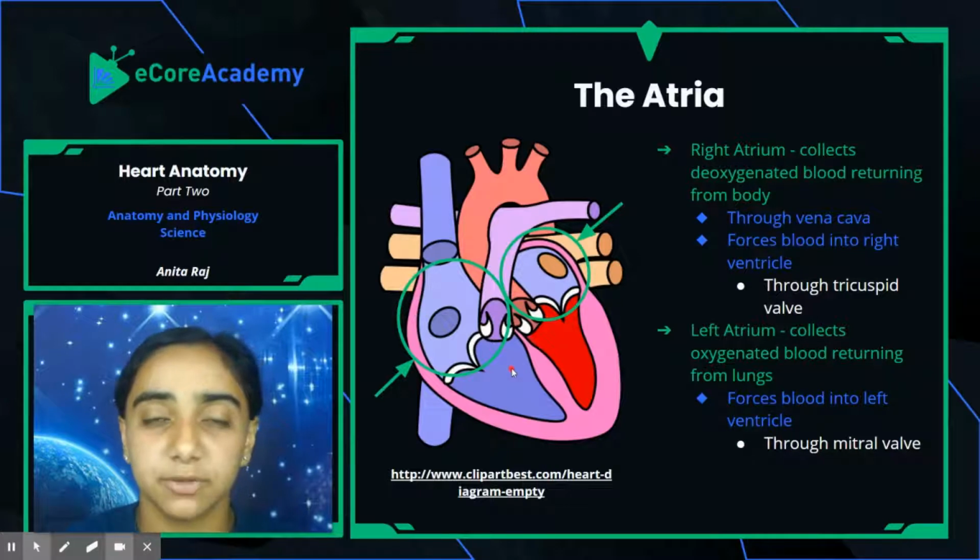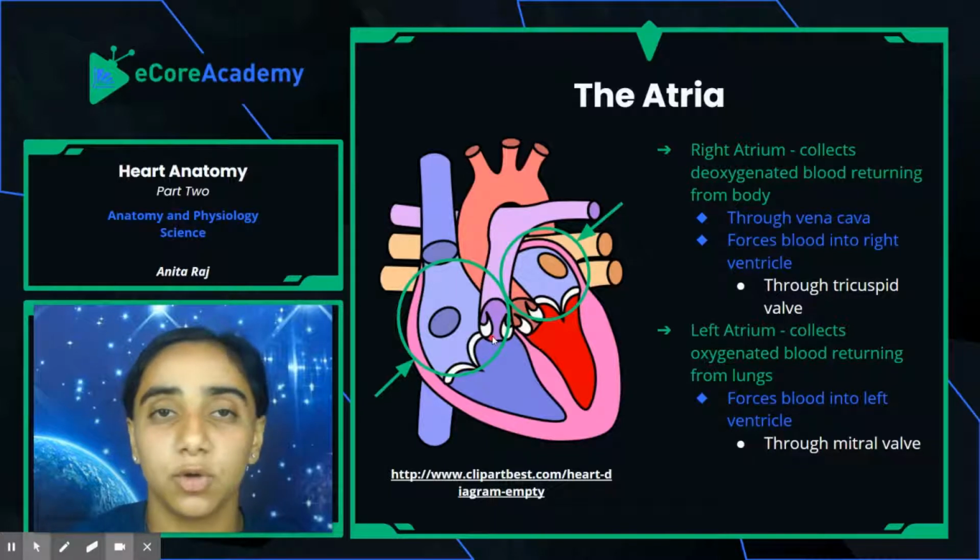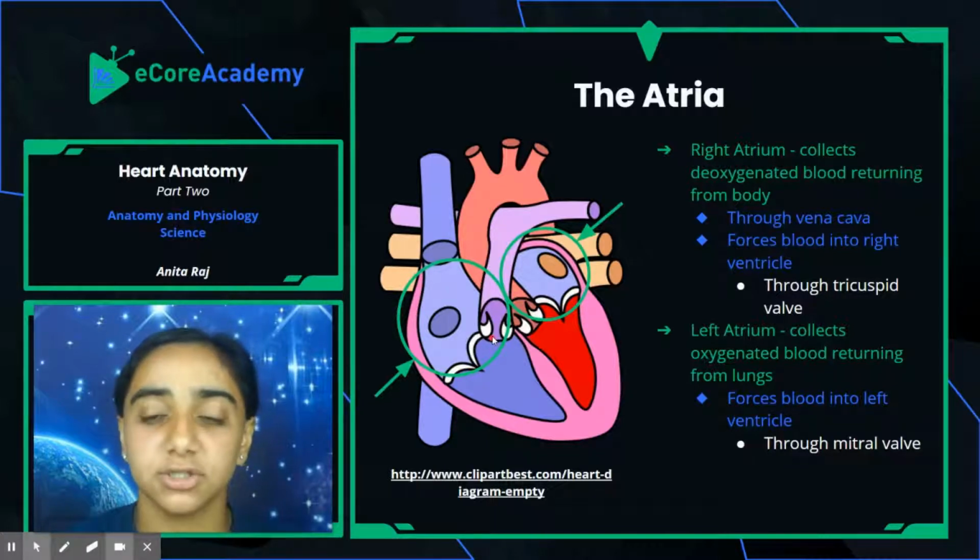The separation between these two chambers of the heart is called the tricuspid valve. It's this white-looking thing right here, and all of these white-looking things, these are valves of the heart. So we're going to be going over what the purpose of these valves are, but just know that the right atrium forces blood into the right ventricle through the tricuspid valve.